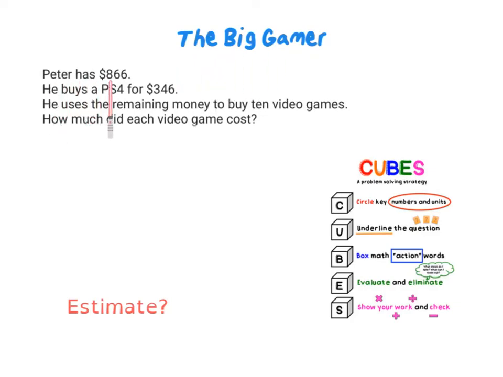Peter has $866. He buys a PS4 for $346. He uses the remaining money to buy 10 video games. How much did each video game cost?